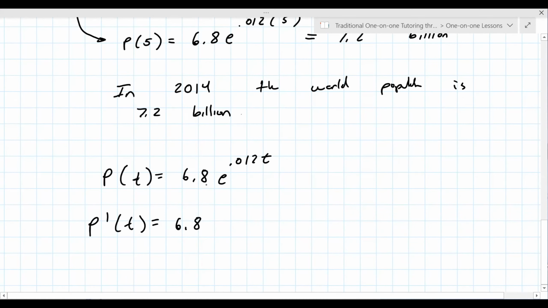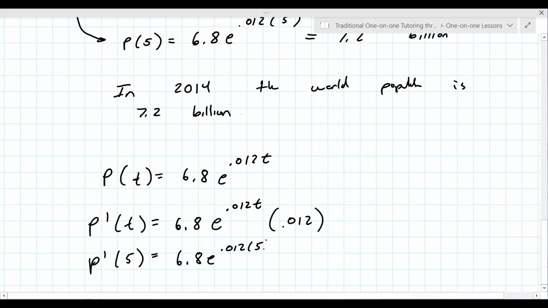The derivative of e is itself, times the derivative of that, which is 0.012. And then they want it at 5. So this is 6.8 e to 0.012 times 5, times 0.012.